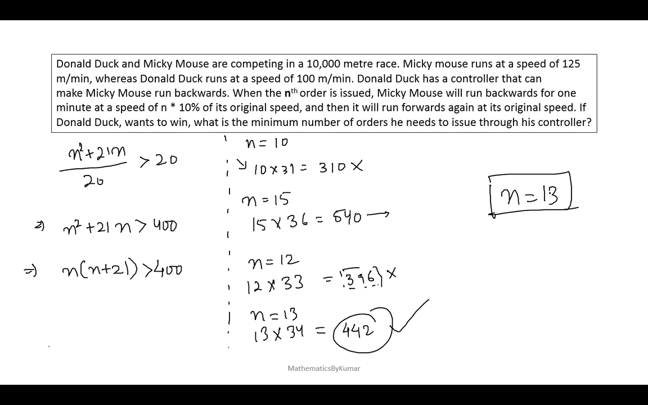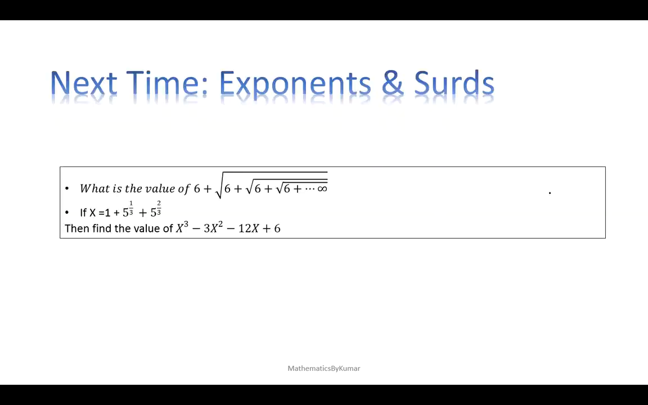For anything greater than that, he's obviously going to win, but for n equal to 13, he is going to win. So this is the list of questions that we are going to discuss next.